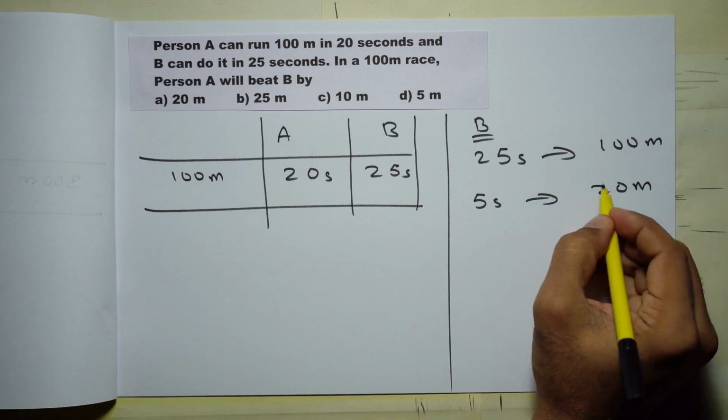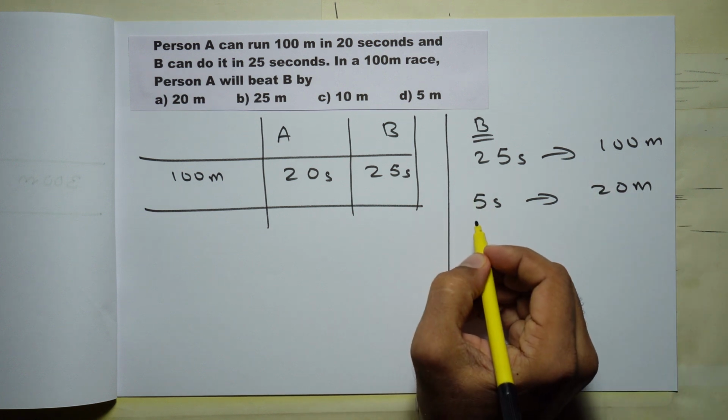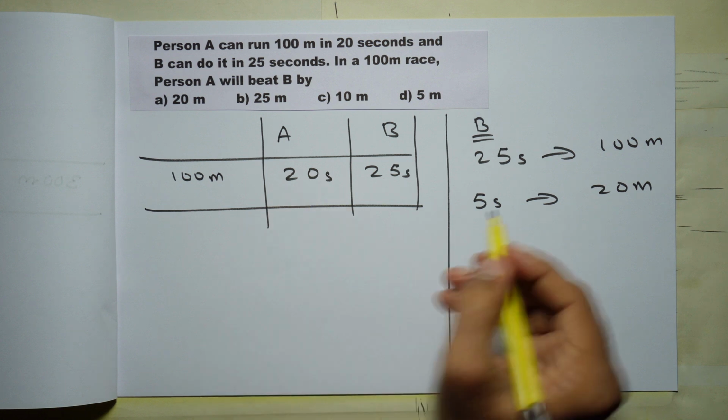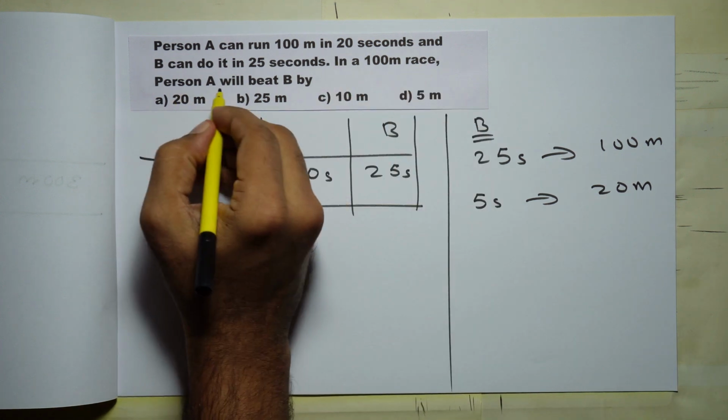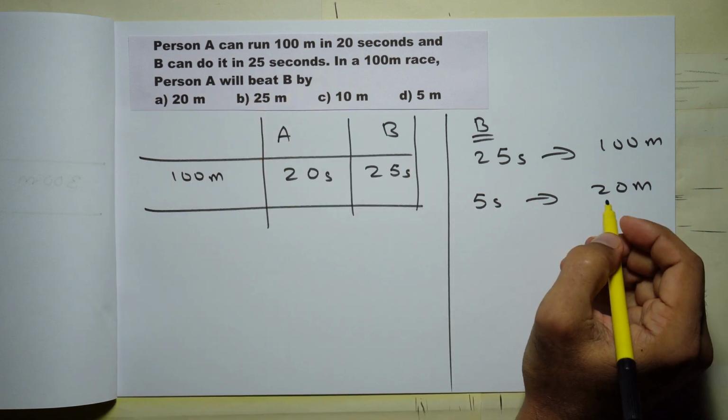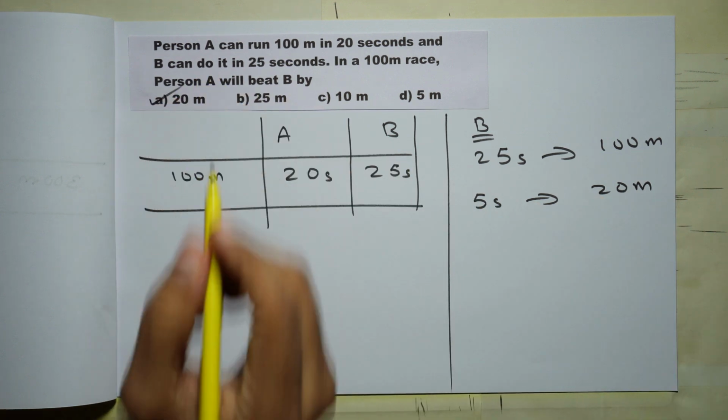And to do these 20 meters, B requires 5 seconds. So when A completes the race, B will be 20 meters behind. So in a 100 meter race, A will beat B by 20 meters. So option A, 20 meters.